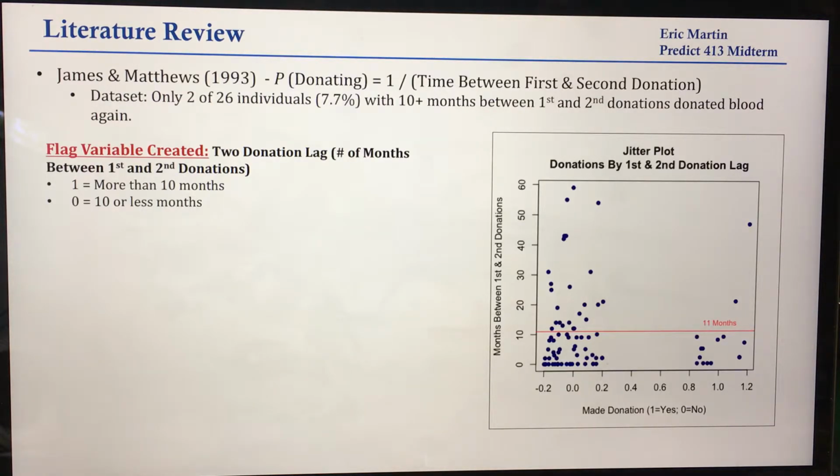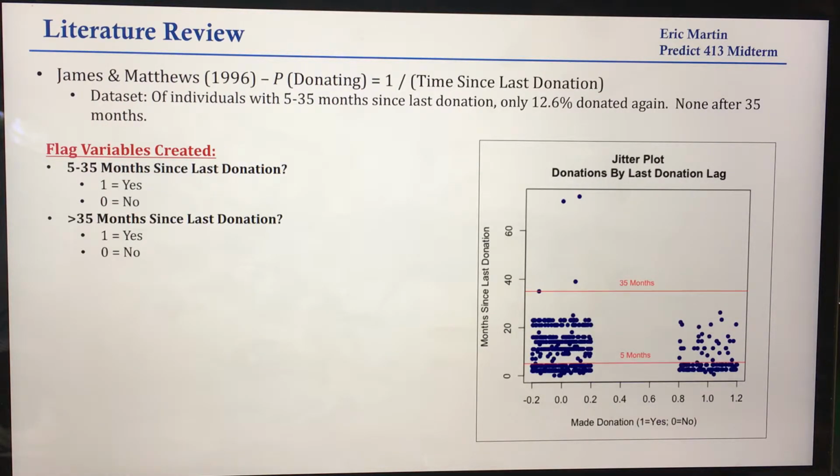And James and Matthews in 1993 found that the probability of donating was inversely related to the time between just the first and the second donation. As a result, a flag variable was created to measure this in our current data set. 3 years later, James and Matthews found that the probability of donating was inversely related to the time since the last donation, not surprisingly. What they did find was that, in particular, 52 weeks after the last donation, the probability of someone donating again dropped off significantly. We found similar breaks in this data set and therefore created dummy variables to measure that.